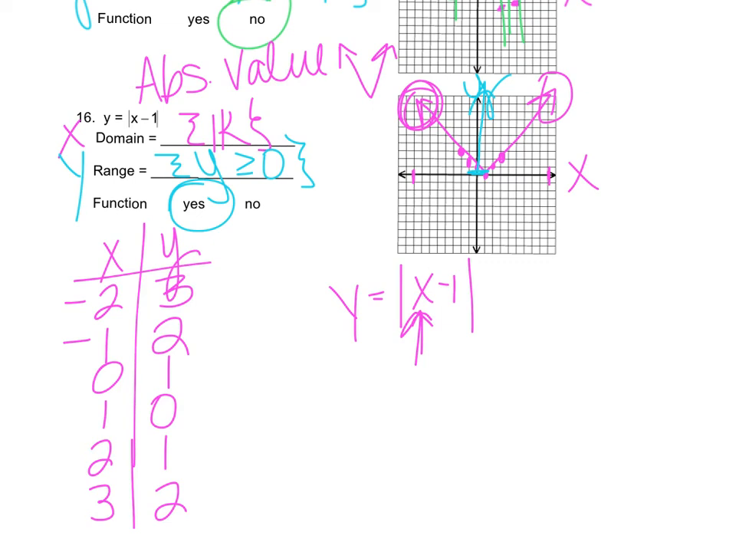Alright, so here's notes 6-1 over relations, which is a set of ordered pairs, domain, which is the x values, and range, which is the y values.